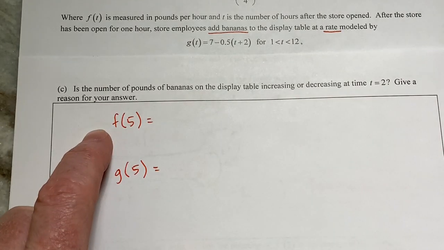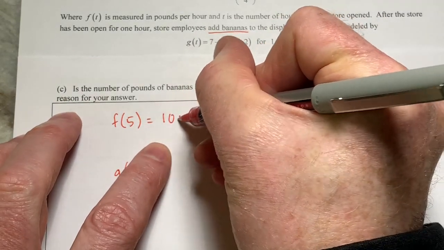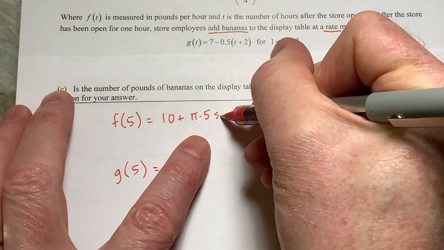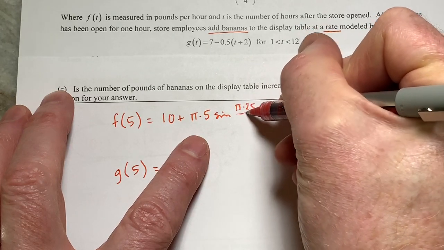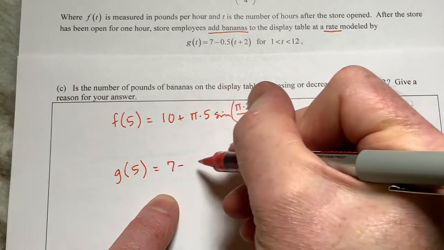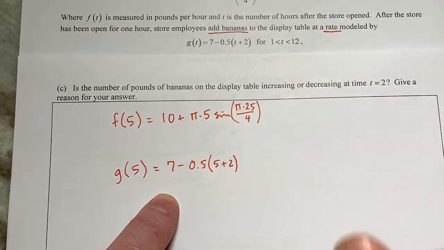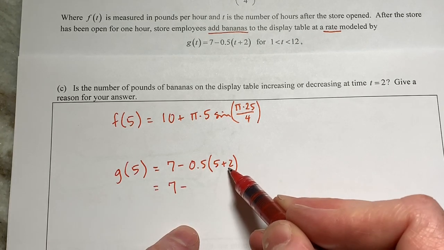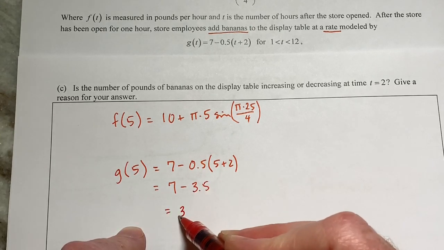So F of 5, and this may be a little bit hard to deal with, but let's just take a look. Gives you 10 plus, and you do have a calculator, although they're telling you that the calculator is not going to be necessary. But I'm plugging a 5 in here, and I get pi 5 squared, which is 25 over 4. Okay, and then on G of 5, I have 7 minus 0.5, and then I have 5 plus 2. So the G of 5 is a little bit easier to figure out. This is 7 minus a half of 7, and a half of 7 is 3.5. So this G of 5 is about 3.5.